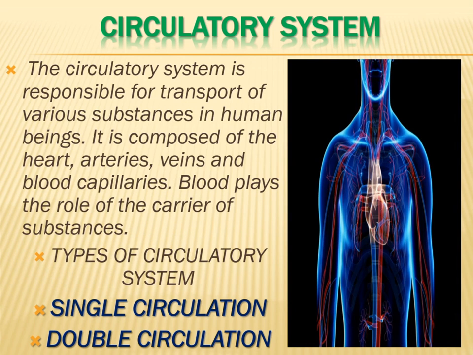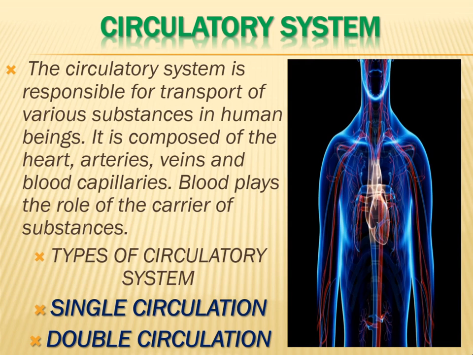Now, types of circulatory system. There are more types of circulatory system, but in this class we will learn about two important ones: single circulation and double circulation. Just for a brief, basic concept: single circulation occurs only in organisms like fishes.